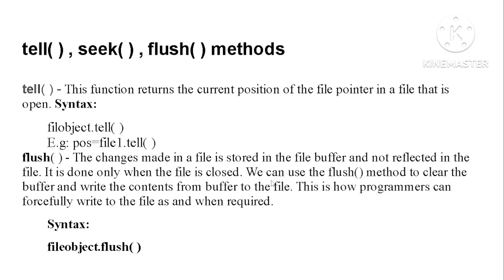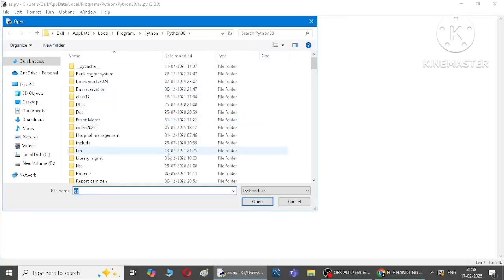Now, to avoid this, if you want for any reason the changes to be immediately reflected in the file from the buffer, then you have to forcefully write the contents to the file. That is the use of flush. So how will you do this? The file object, that is f or fh, whatever you have declared, dot flush open close bracket. Let me show you an example of how these functions work.